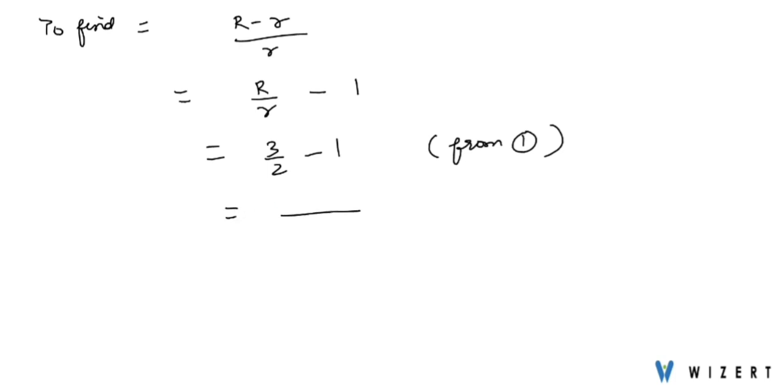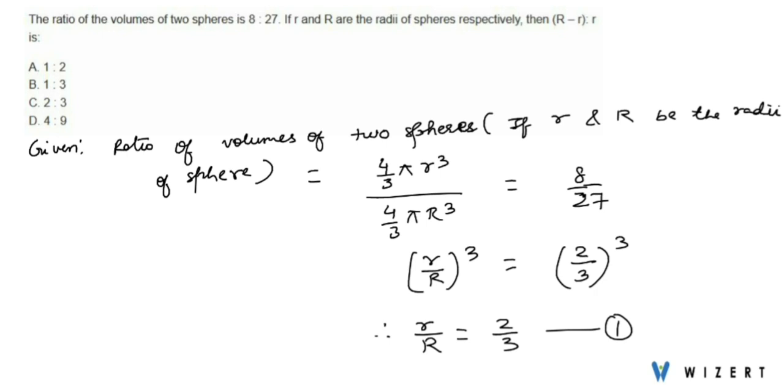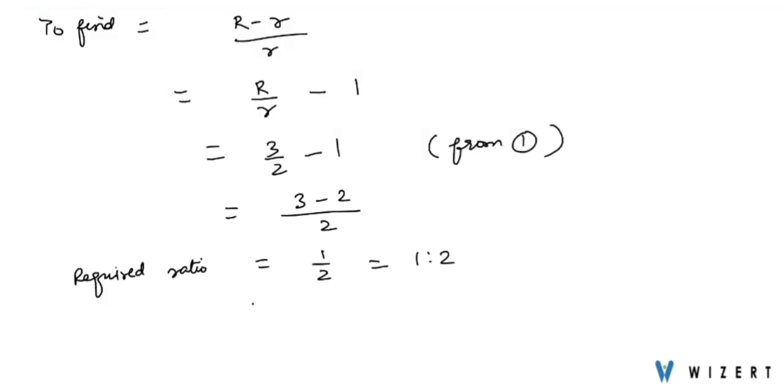So the required ratio will be equal to (3 minus 2)/2, that is 1/2. So 1:2 is the required ratio. Let's check the options. So 1/2 is option A. Therefore we can say that the answer is option A.